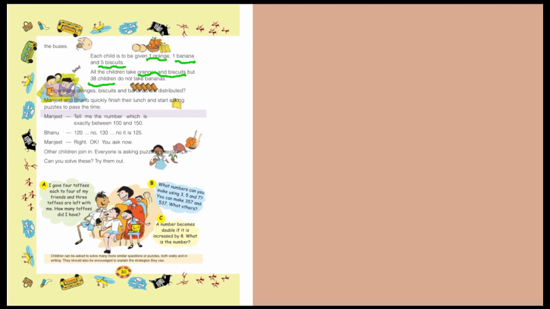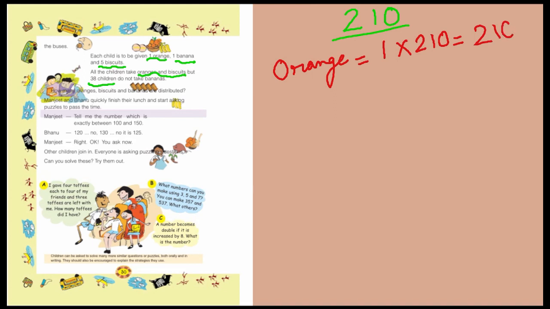Okay, so let us find out how many oranges. But before that, do you remember how many total students were there on the trip? It was 210. So every student will get one orange. So how many oranges were distributed? So what you will do? 1 into 210. The answer is 210.